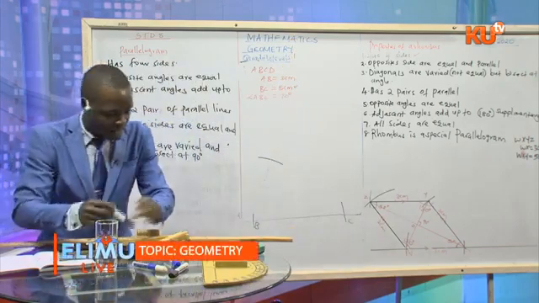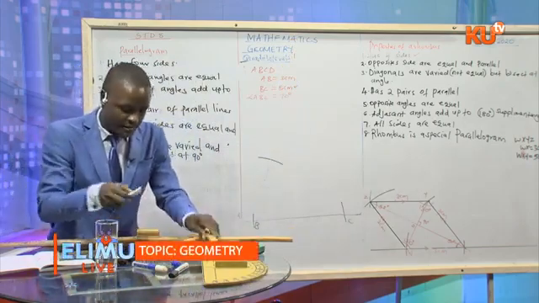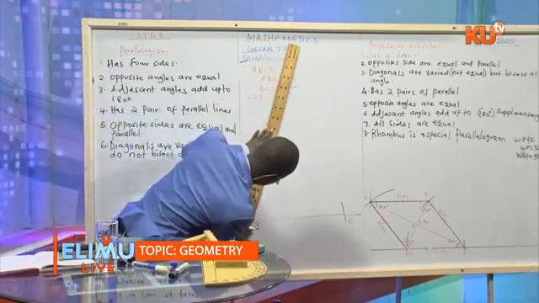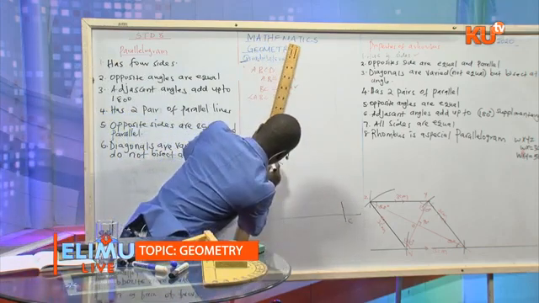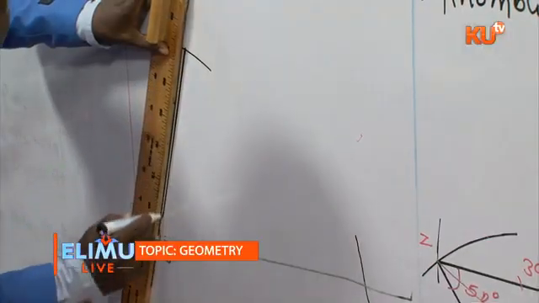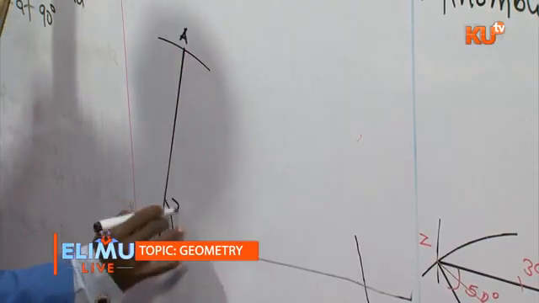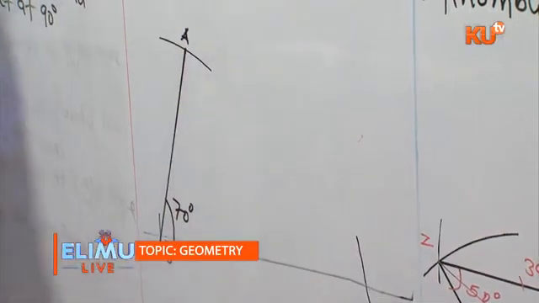Sorry, let me just take another marker pen. So you join AB. Okay. So this is A, and this angle here is 70 degrees.